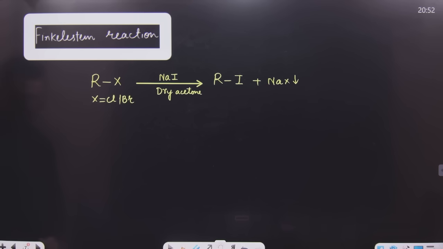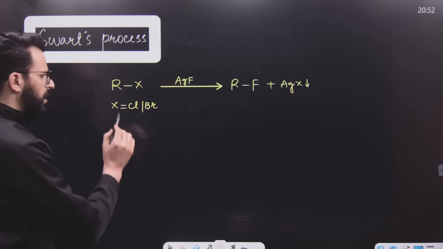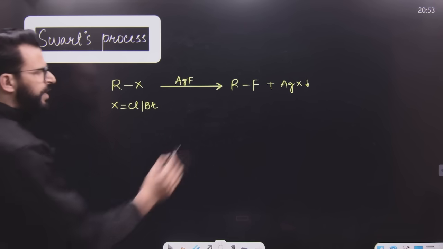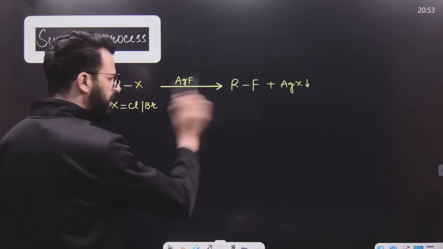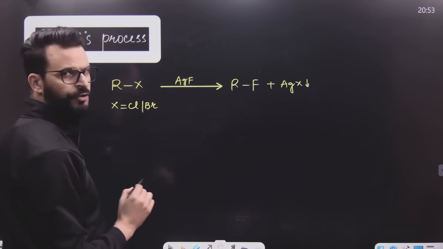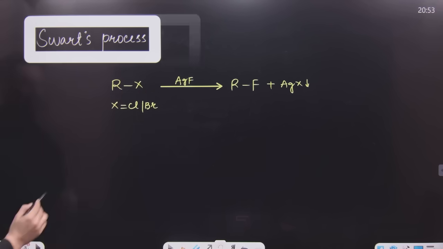known as Finkelstein reaction. After that, whenever alkyl chloride or alkyl bromide is treated with heavy metal fluorides, for example AgF, resulting in the formation of RF, that means once again halogen exchange has taken place, but here chlorine or bromine is replaced by fluorine. This reaction is known as Swarts process.